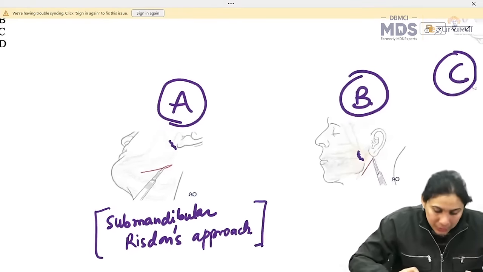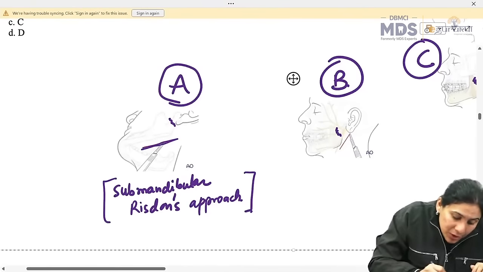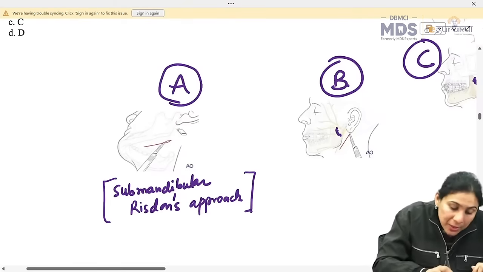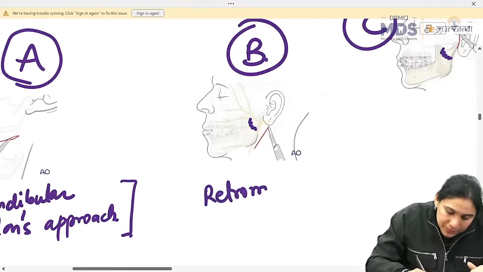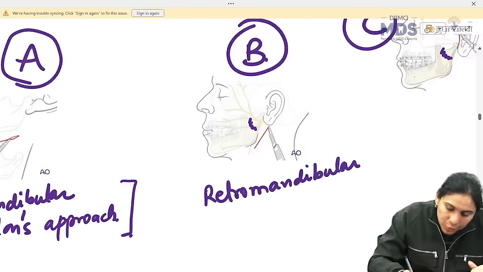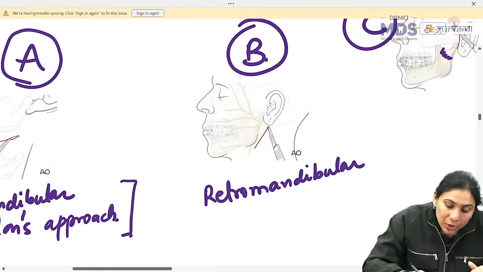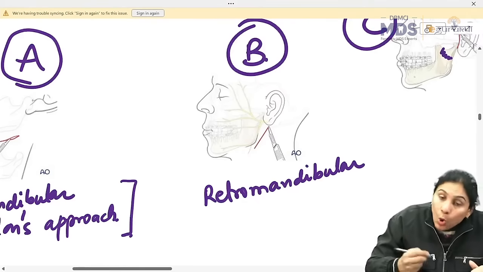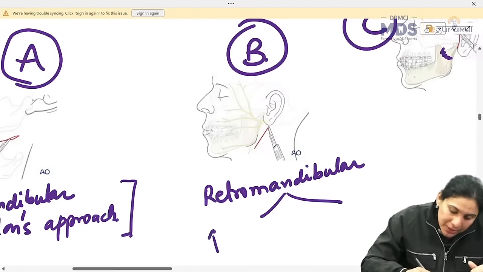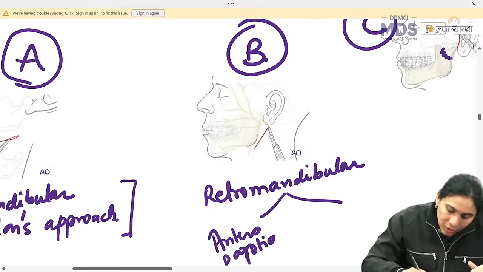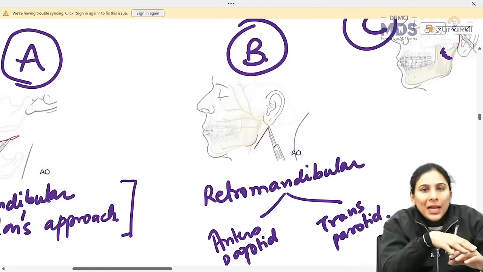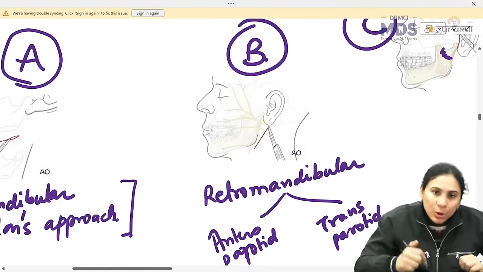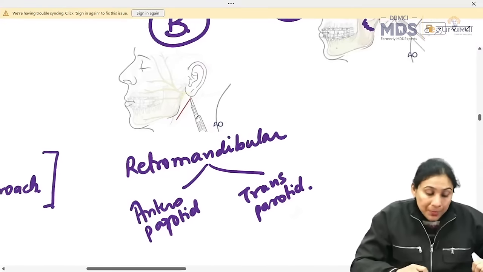The correct answer is retromandibular approach. So A is a submandibular approach. You can see that the incision is there below the mandible. Okay. B is retromandibular approach. Retro means behind, mandibular means behind the mandible. You all know that retromandibular approach can be anteroparotid or transparotid. It can be either through the parotid gland or it can be over the parotid gland. Anteroparotid approach or transparotid approach.